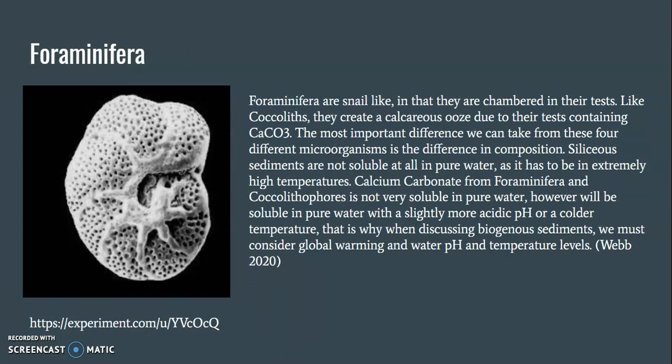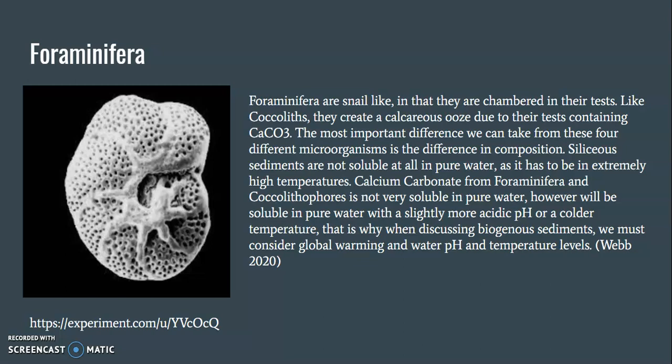Next, we will be discussing foraminifera. Foraminifera are snail-like in that they are chambered in their tests. Like coccoliths, they create a calcareous ooze due to their tests containing CaCO3. The most important difference we can make between these four different microorganisms is the difference in composition.